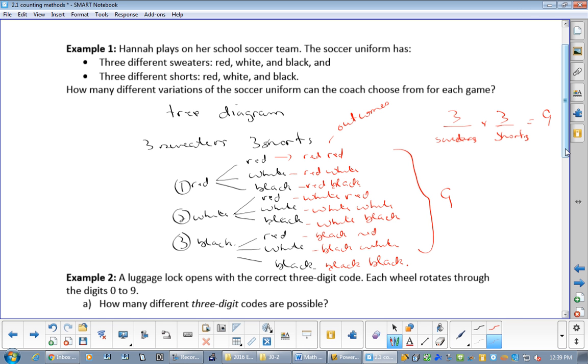Same with picking a PIN number for your bank account, whatever. The number of possibilities is very different than if it says you're not allowed repeating any numbers. Okay? So all those things, it's like, okay, this is another one of these, right?